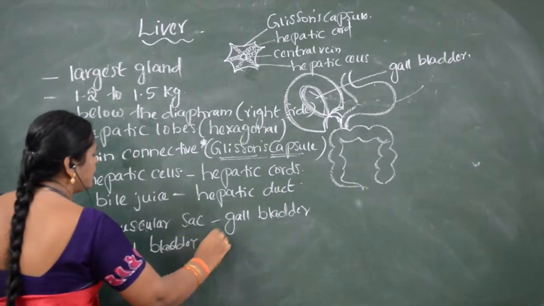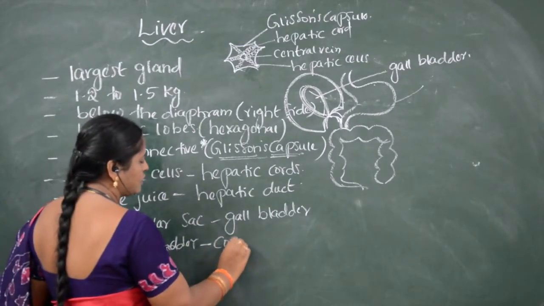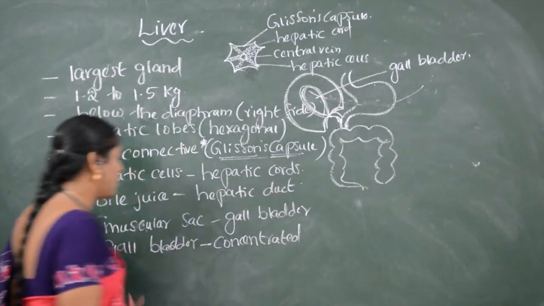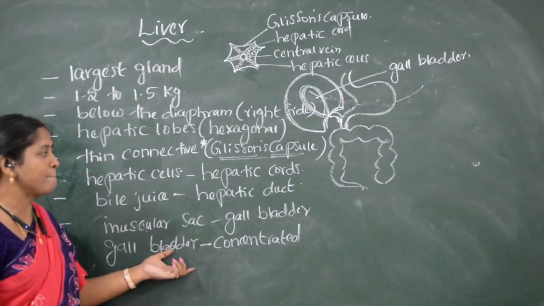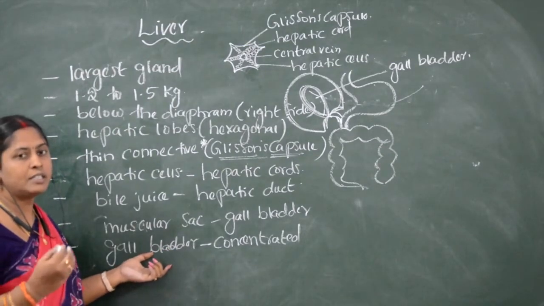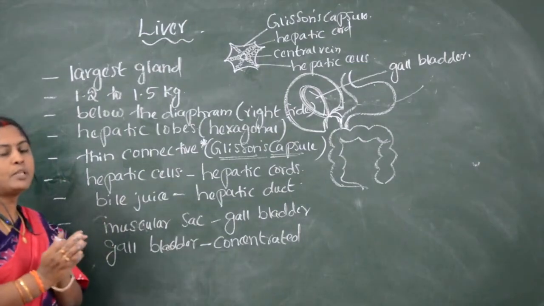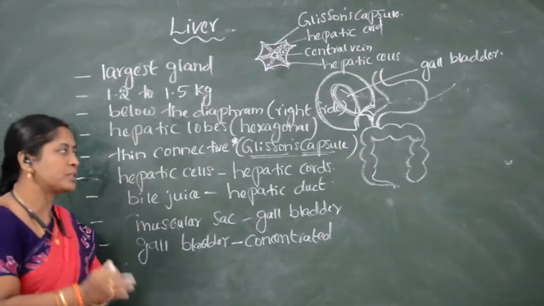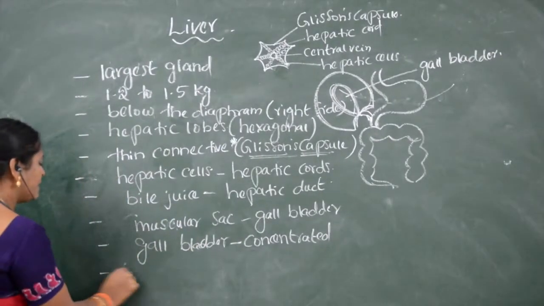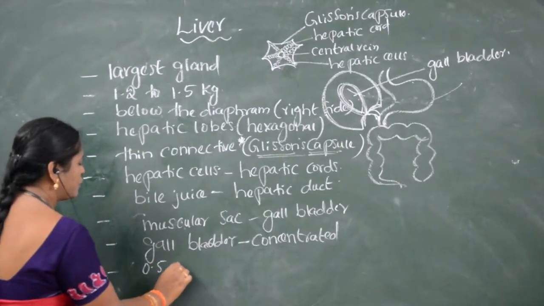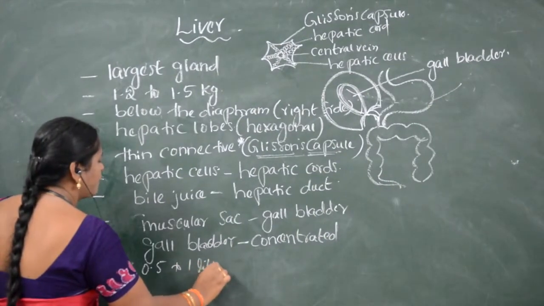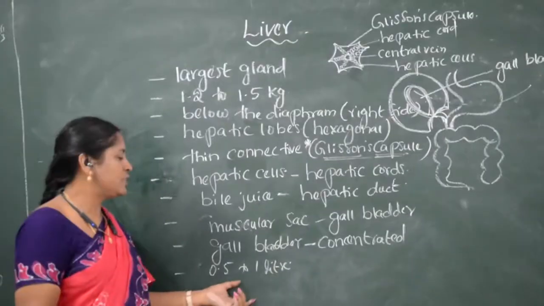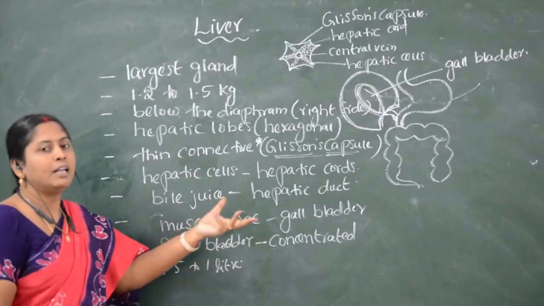What is concentrated? Bile juice is concentrated. Where is it concentrated? Bile juice is concentrated in the gallbladder. How much bile juice is produced per day? Nearly half a liter to 1 liter of bile juice is produced per day. Bile juice is produced per day in the liver.